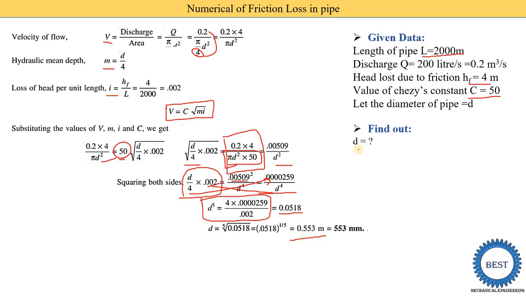So here we found the diameter of the pipe by using the Chezy formula.